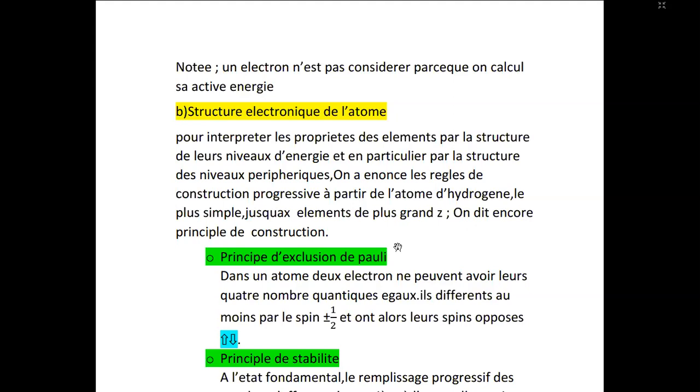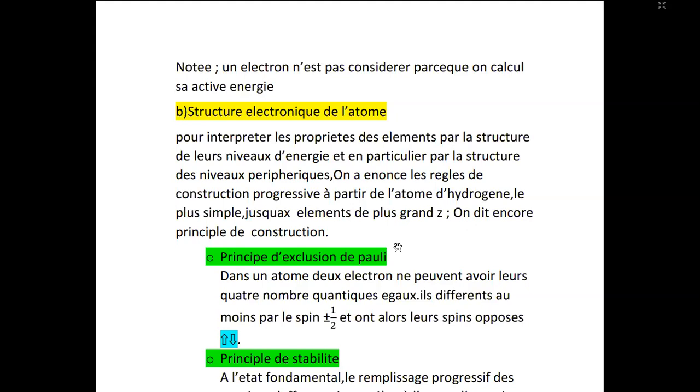Pour interpréter les propriétés des éléments par la structure de leur niveau d'énergie, et en particulier par la structure des niveaux périphériques, on a énoncé les règles de construction progressivement à partir de l'atome d'hydrogène, le plus simple, jusqu'à l'élément de plus grand Z.